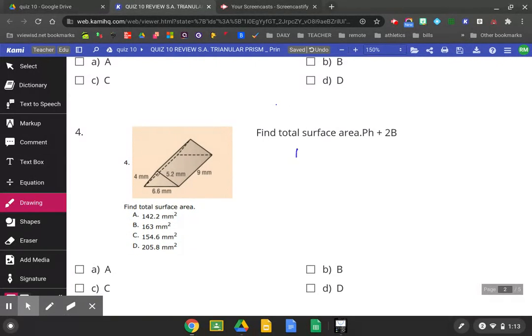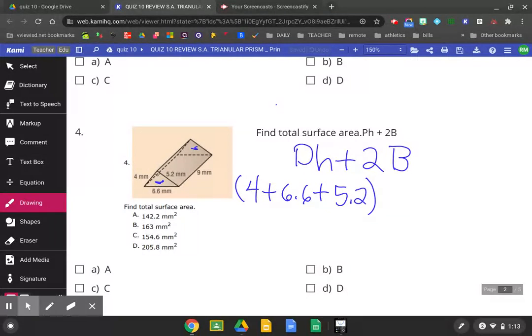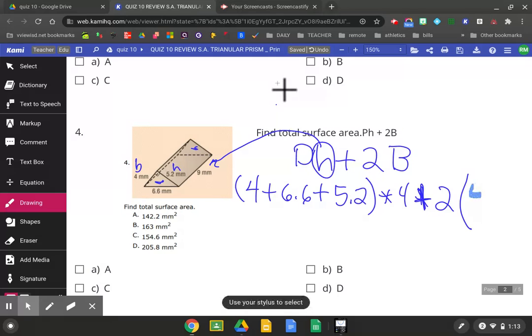Total surface area. Big PH plus 2 big B. Once again, we can do this and let the calculator do all the work for you. You're going to add your sides, and then remember that H is your prism height. Multiply that by 9. And then we're going to go plus 2. Again, remember, this here is your base, and that's the height of the triangle. So it's going to be 4 times 5.2.